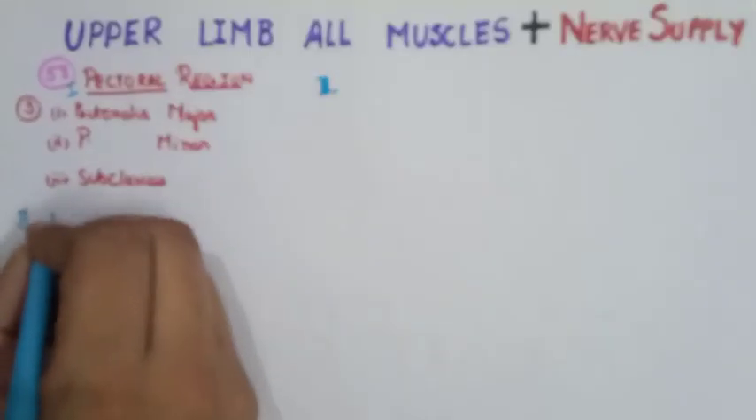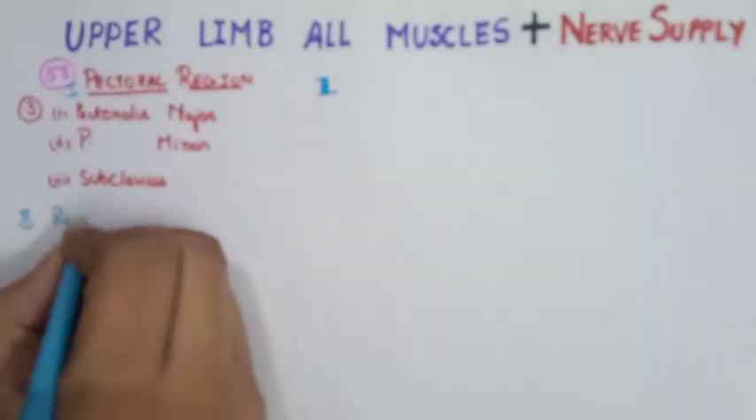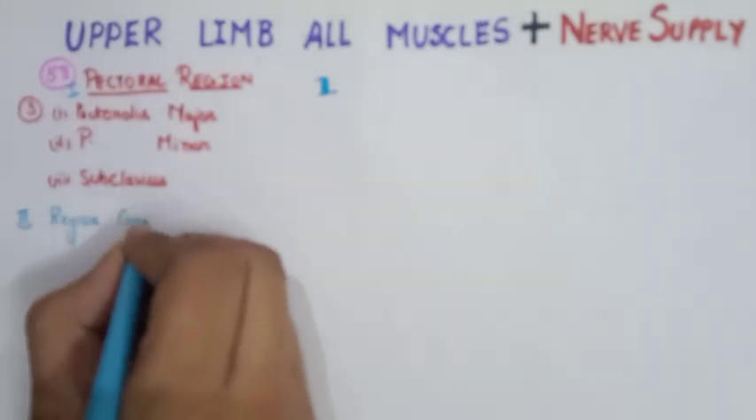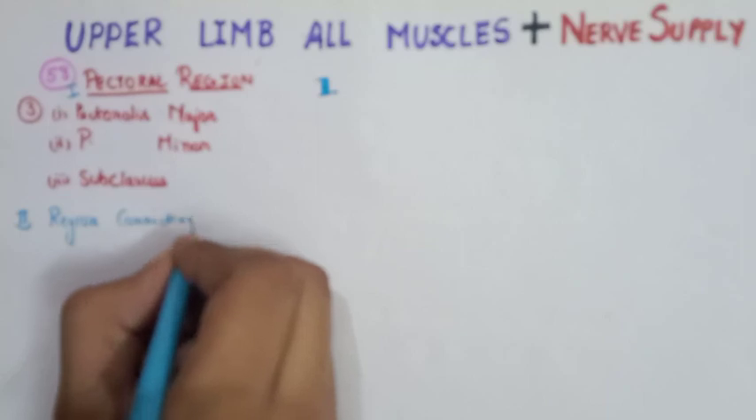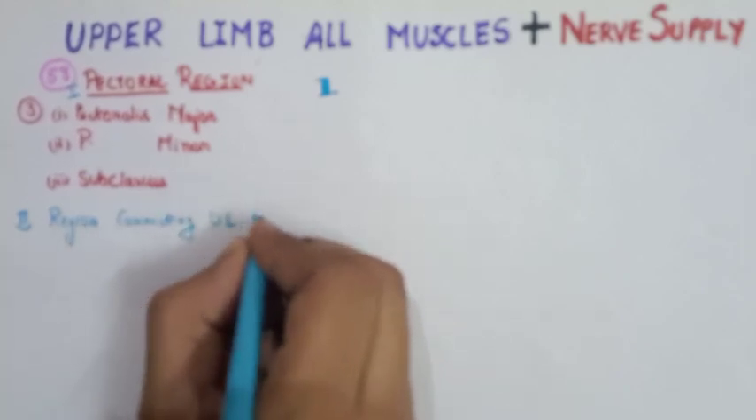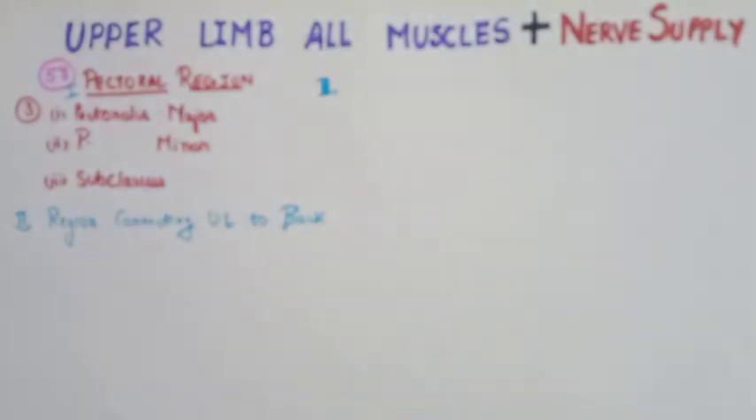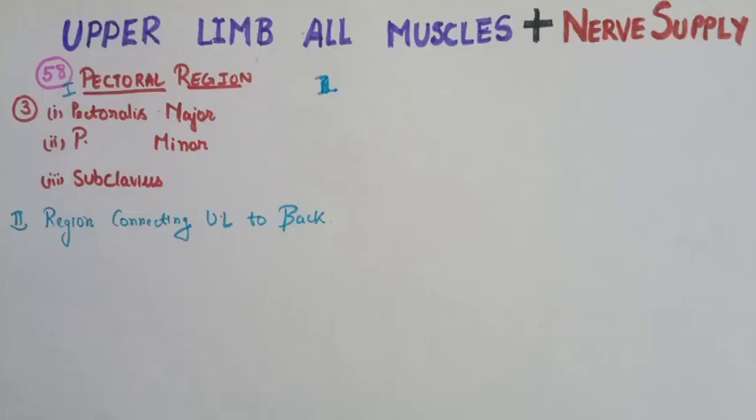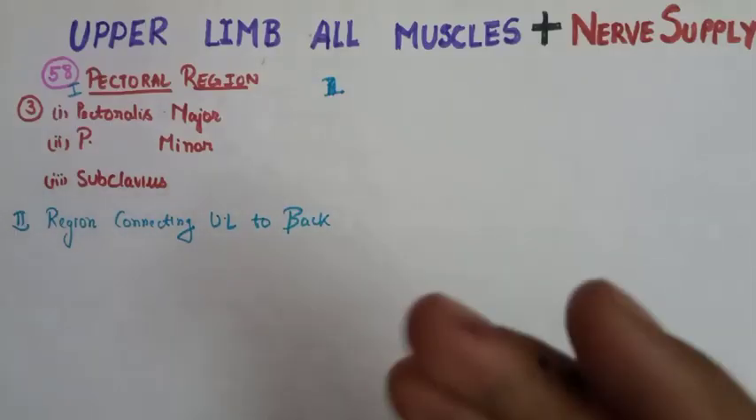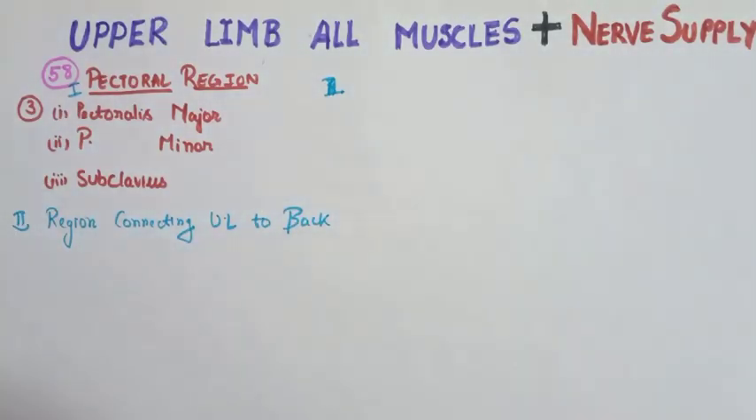The region connecting the upper limb to the back or vertebral column. We have a number of muscles in this region, and the names might be quite unfamiliar, but if you chart them again and again, you will easily remember and recall their names.